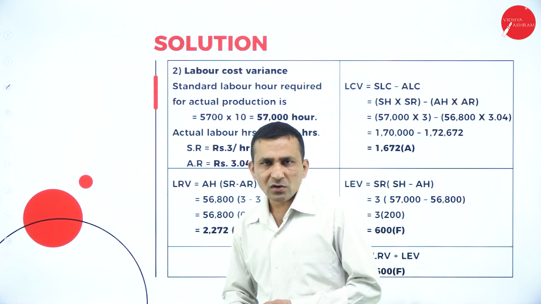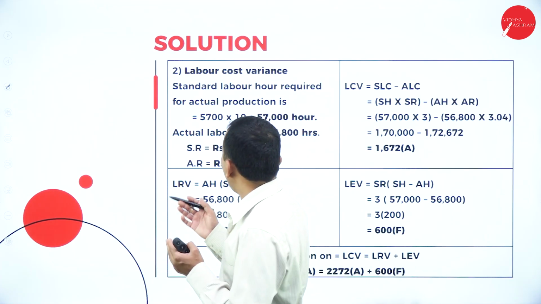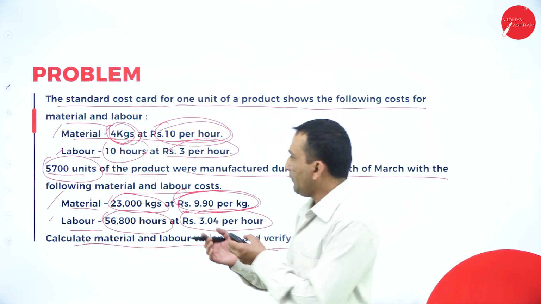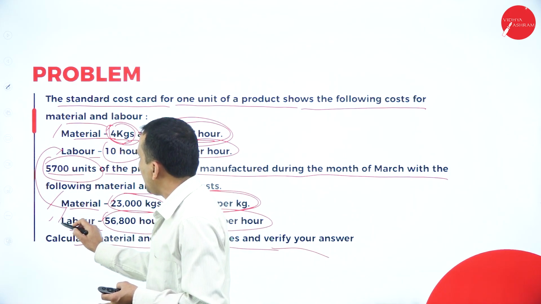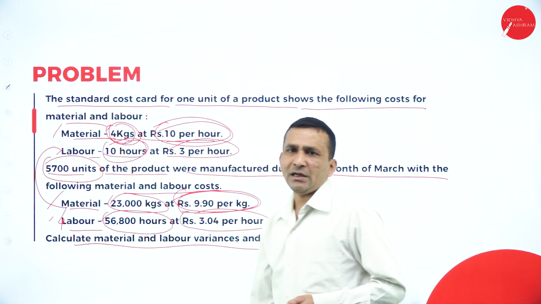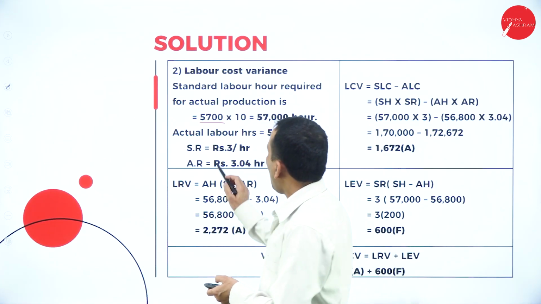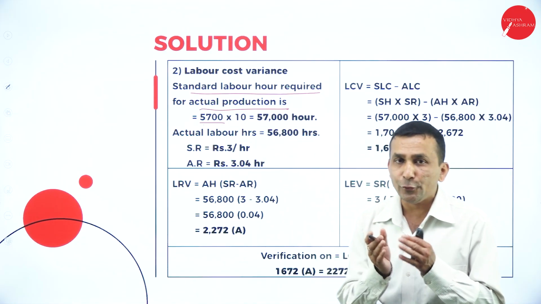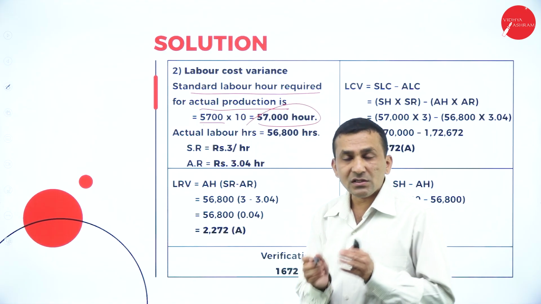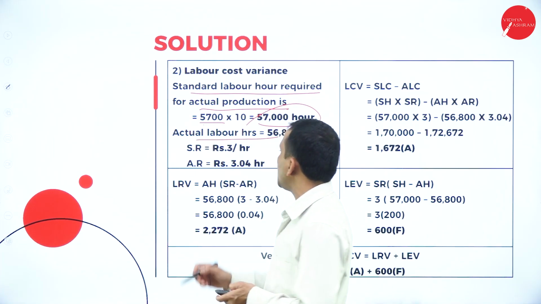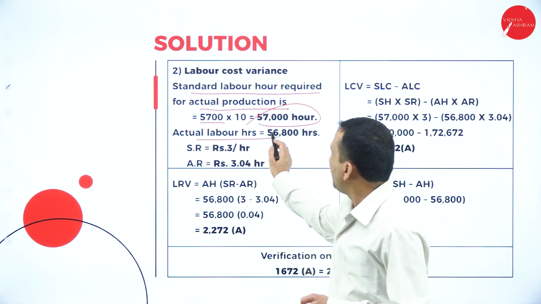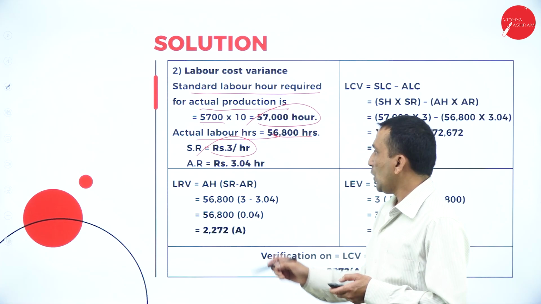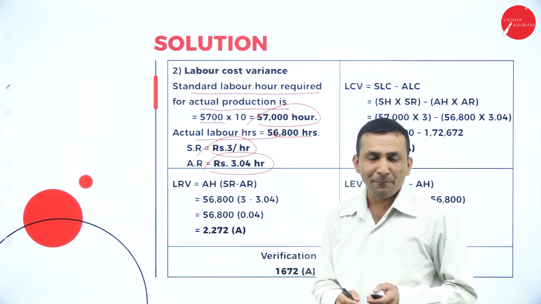Moving to the labor cost variance, how many units are we producing? 5,700 units. We need to refer only to the labor. Here we consume 10 hours. The standard labor hours required for actual production is 5,700 into 10 hours, which is 57,000 hours. The actual hours given in the question are only 56,800. The standard rate given in the question is 3 rupees. The actual rate given in the question is 3.04.